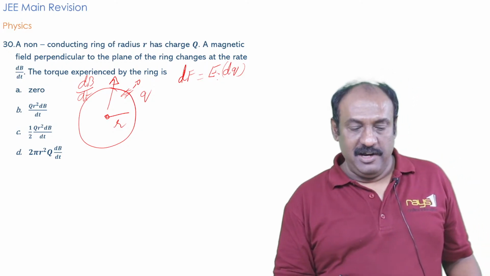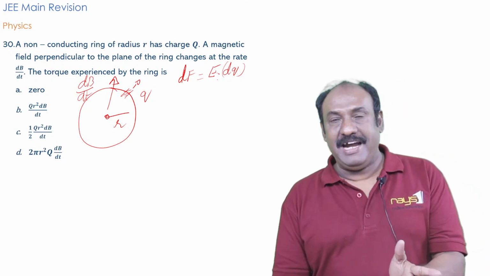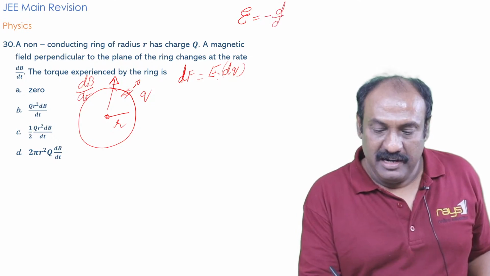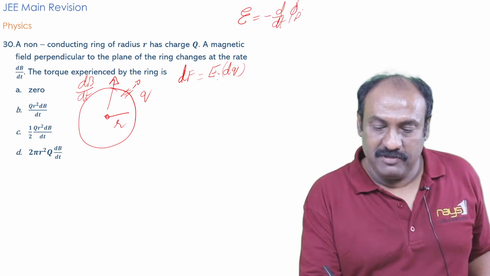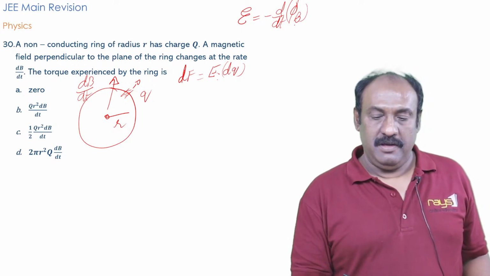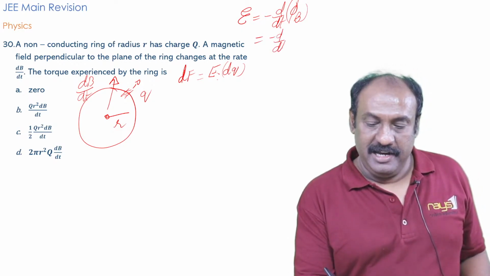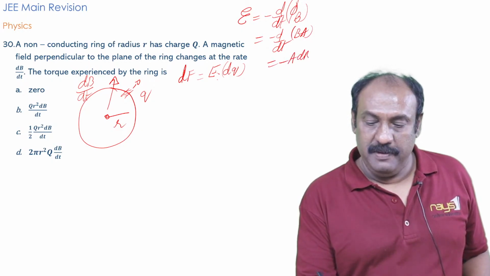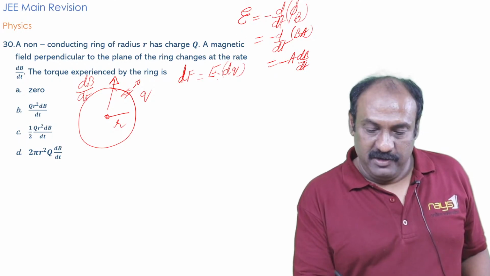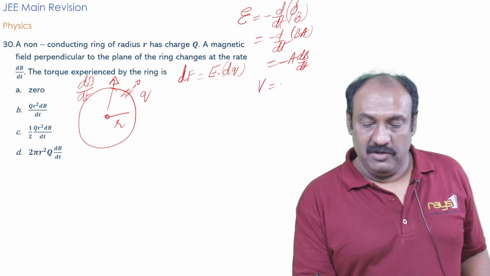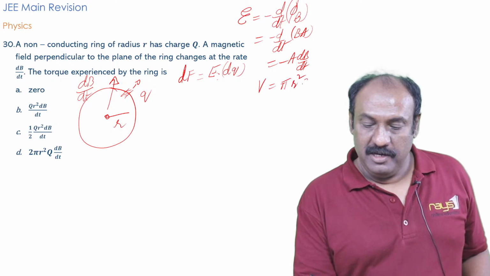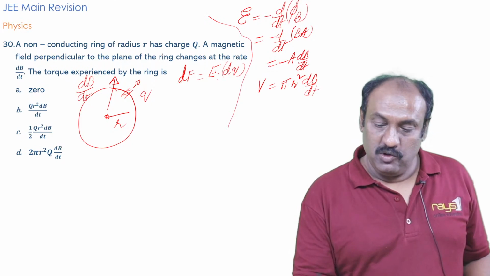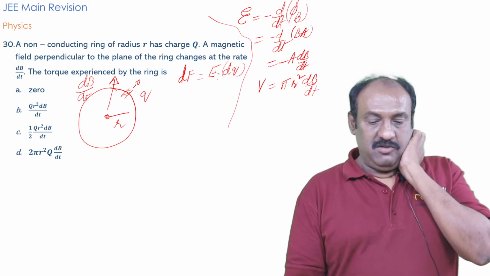How do we calculate the induced electric field? When a time varying magnetic field is there, the induced EMF is equal to minus d by dt of the flux due to the magnetic field. The flux due to magnetic field is BA, therefore minus A into dB by dt. Considering magnitude, V equals A, that is pi r square, into dB by dt, which is the induced EMF developed due to the time varying magnetic field.